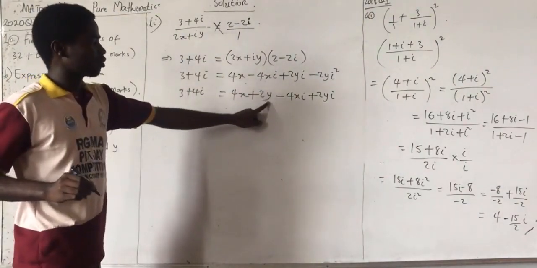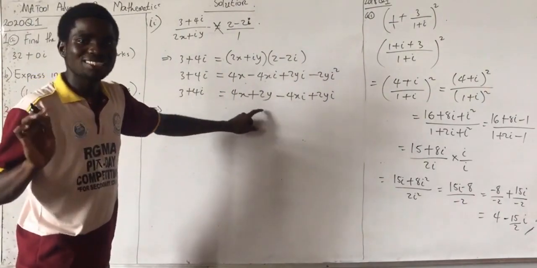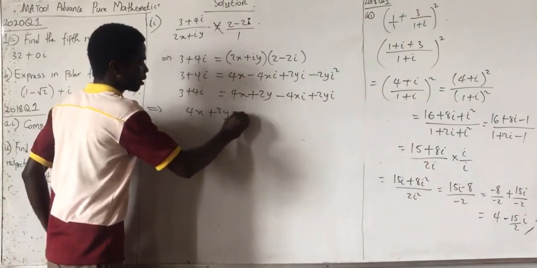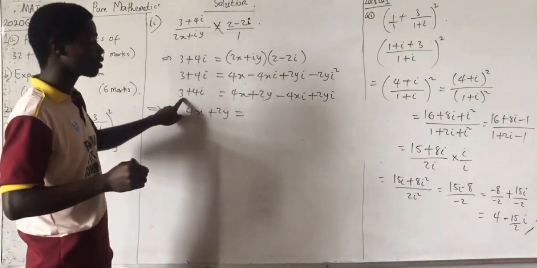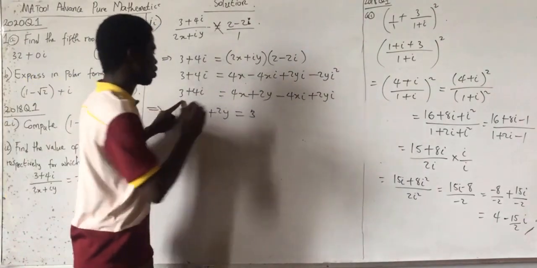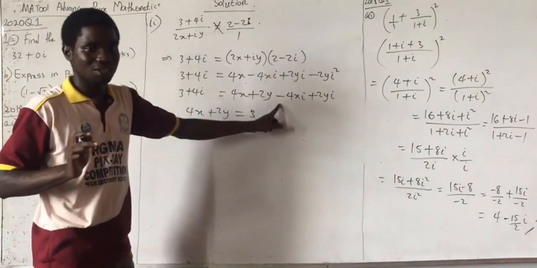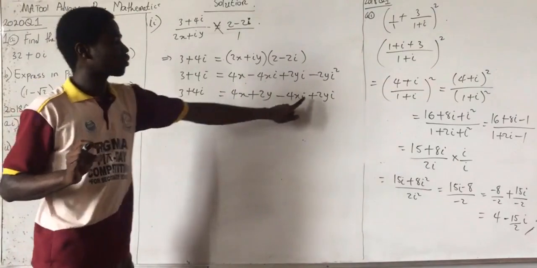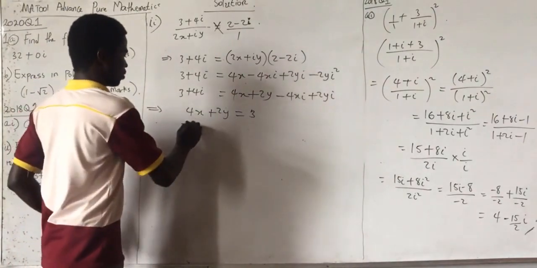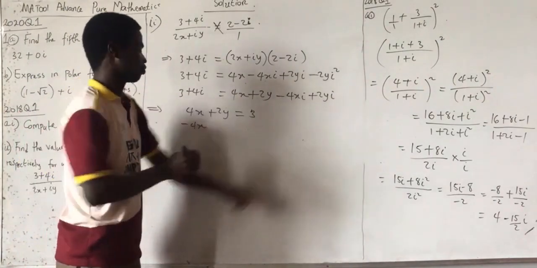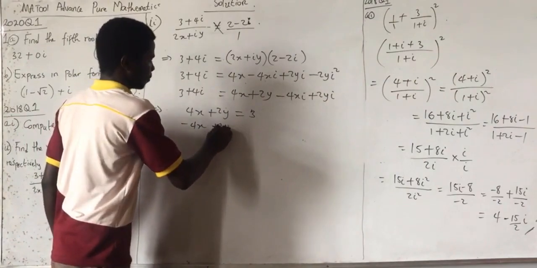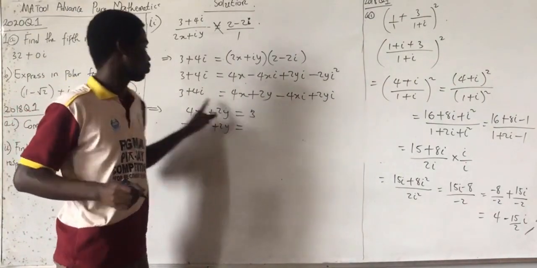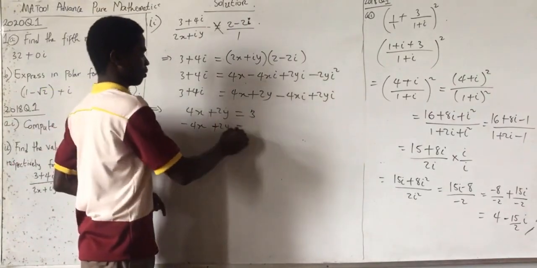Now, equating component wise. This is 4x plus 2y. It does not have i at all. That is the real part. That means 4x plus 2y is equal to 3. That is the real part because it does not have i. Everything that does not have i here will be equal to everything that does not have i here. This one has i: that is minus 4x plus 2y must be equal to 4. See, I did not put i, so it's equal to 4.